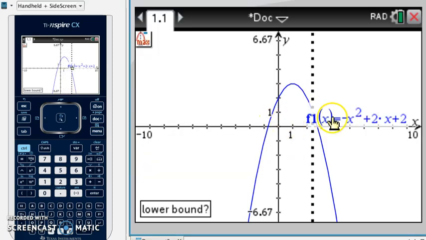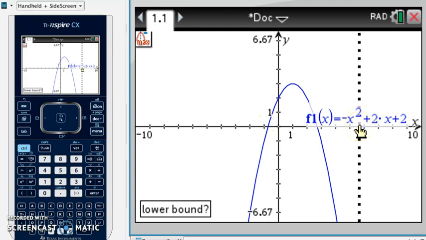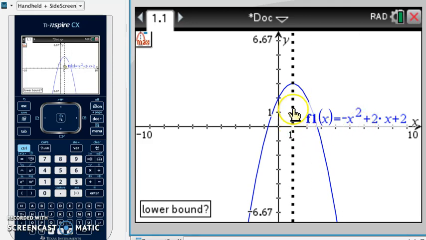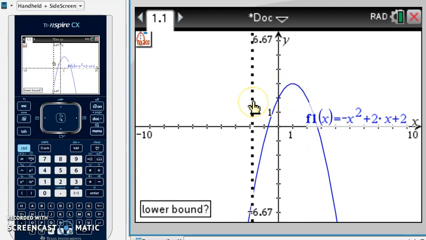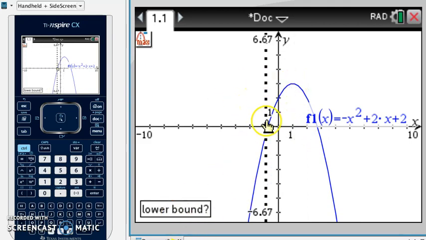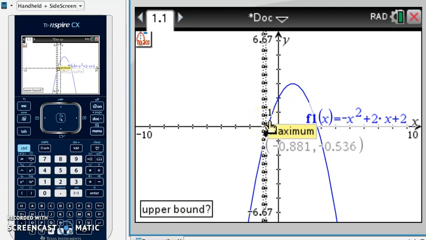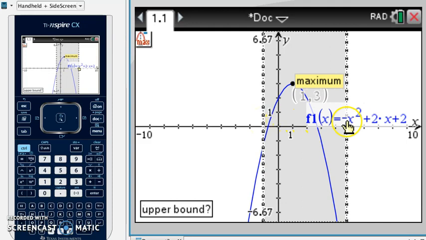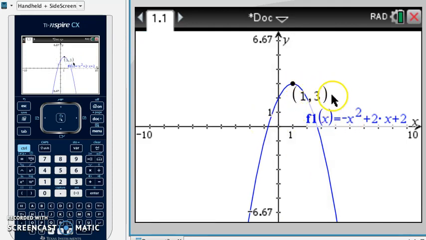So I'm going to click maximum. And I'm going to verify. I think it looks like it's about over 1, up 3. But let's verify that. So I'm going to click. It says in this left-hand corner, lower bound. So I'm going to click anywhere on the left for this lower bound, and then scroll all the way over to the right. And I was right. I get this point (1, 3).